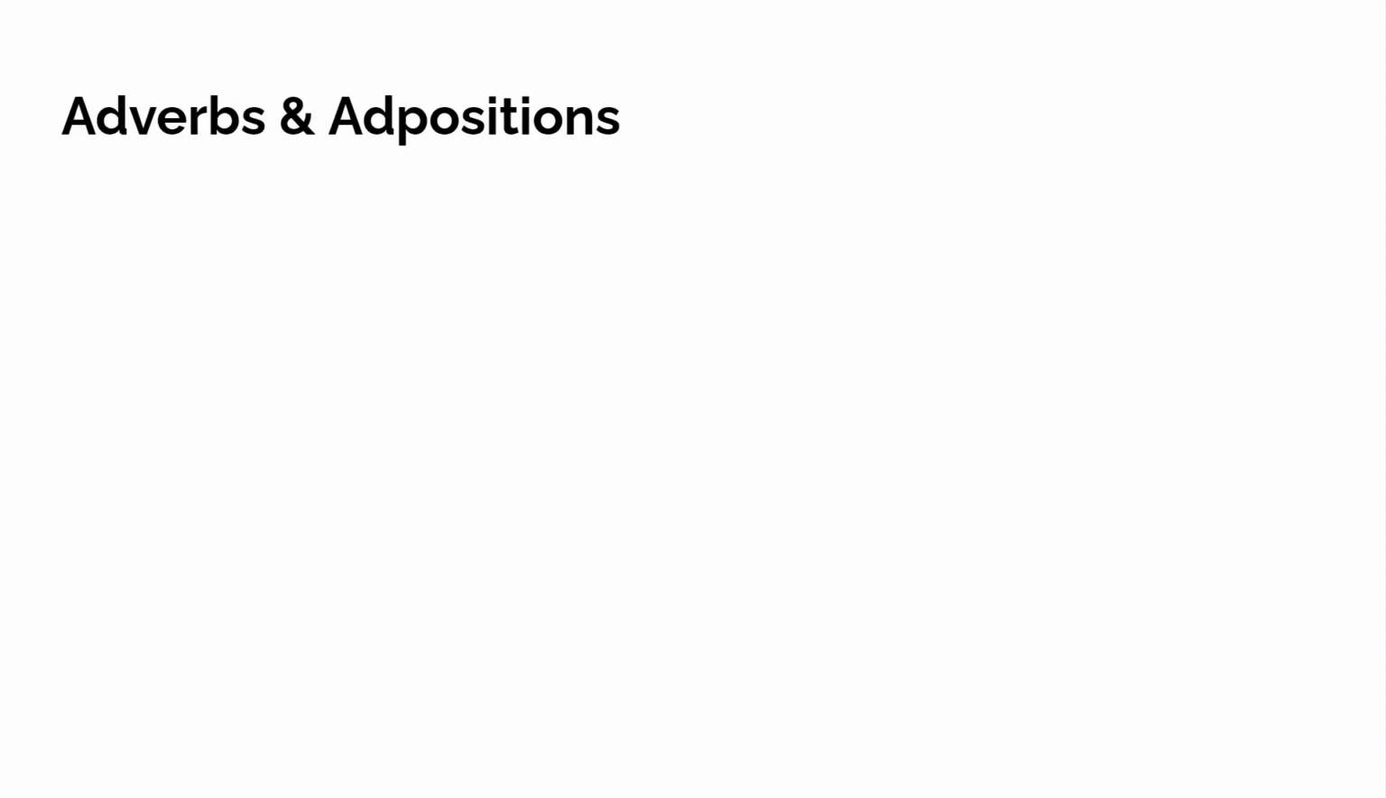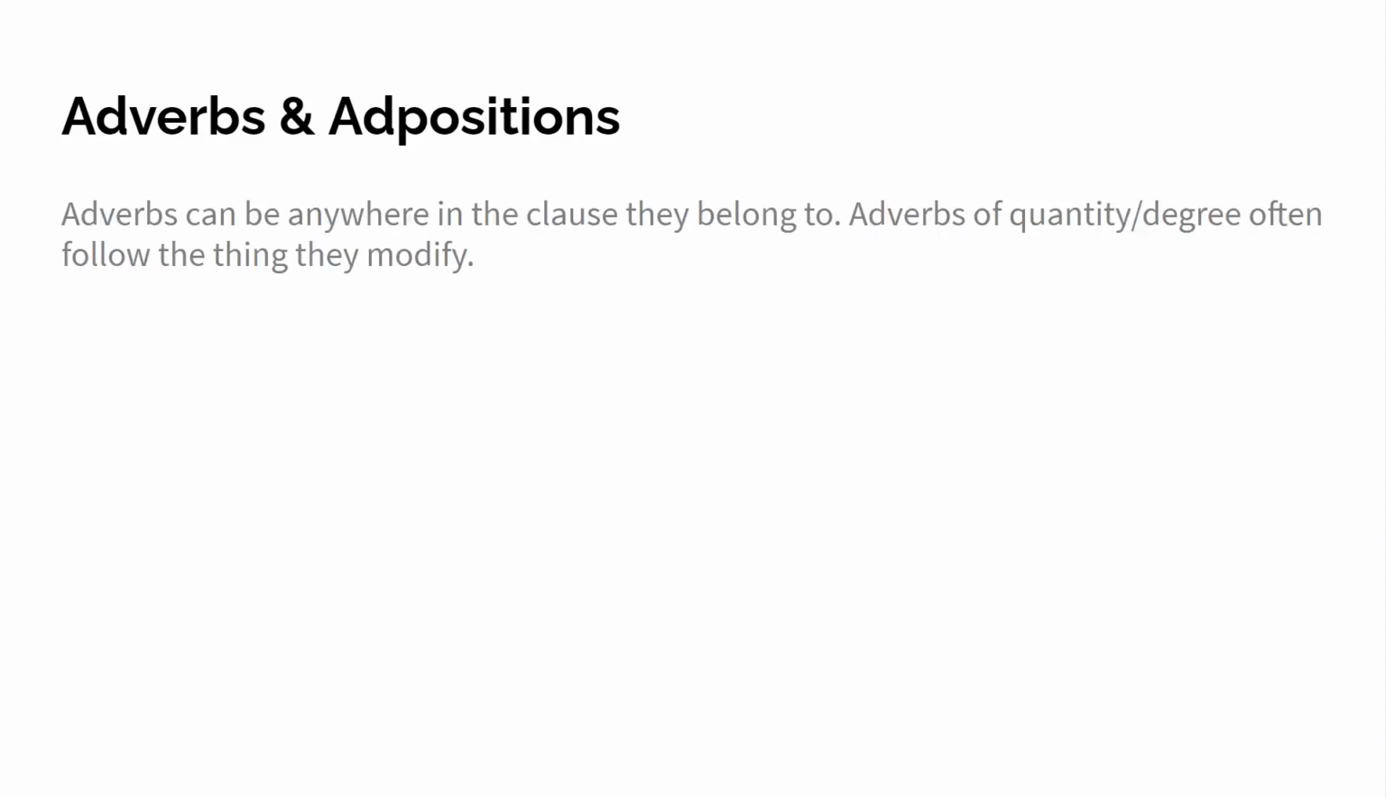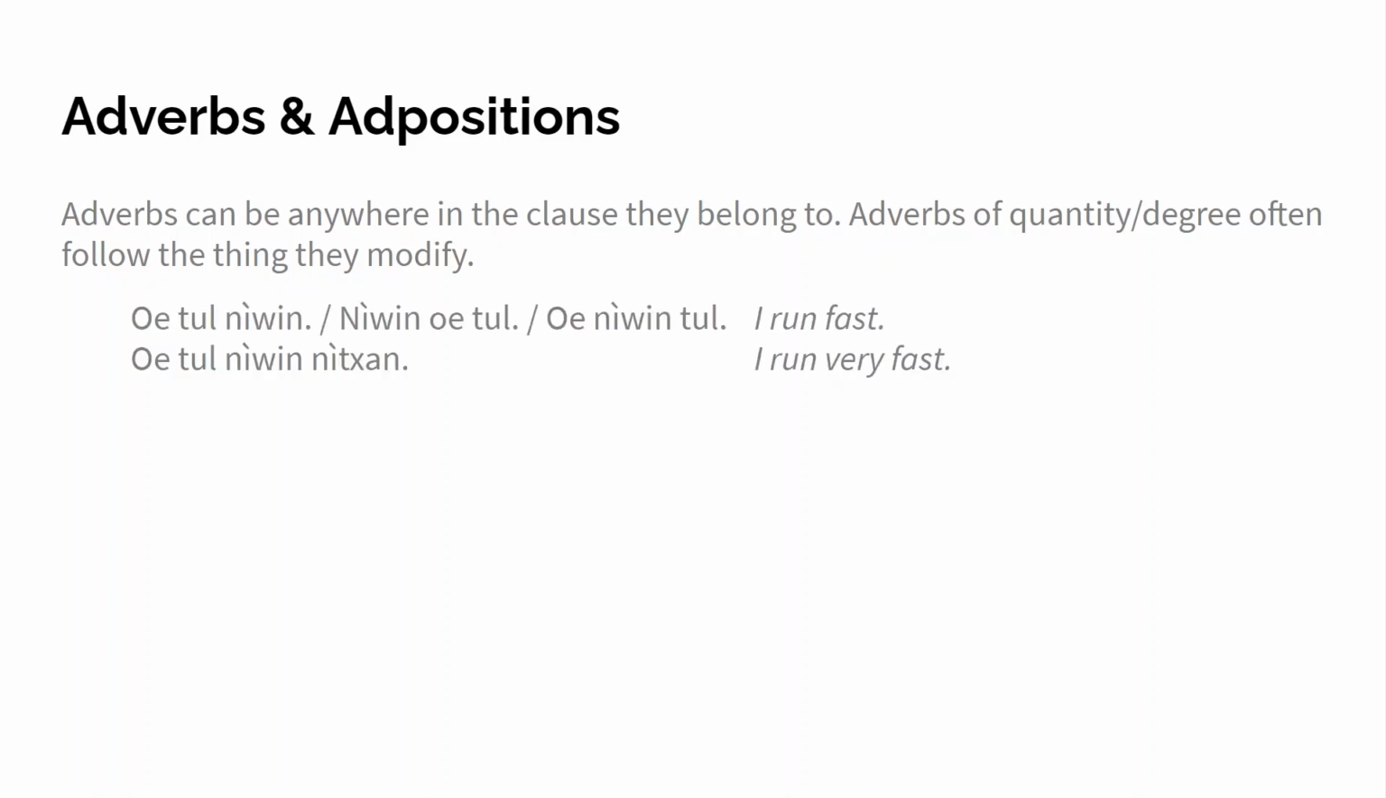Let's talk next about adverbs and adpositions. Adverbs can be anywhere in the clause they belong to, but adverbs of quantity or degree, so like much or little, often follow the thing they modify. Oe dul newin, newin oe dul, oe newin dul, I run fast. Anything is possible here. Oe dul newin net an, I run very fast. So here the very, which is an adverb of degree, how much do I run fast basically, follows the newin.